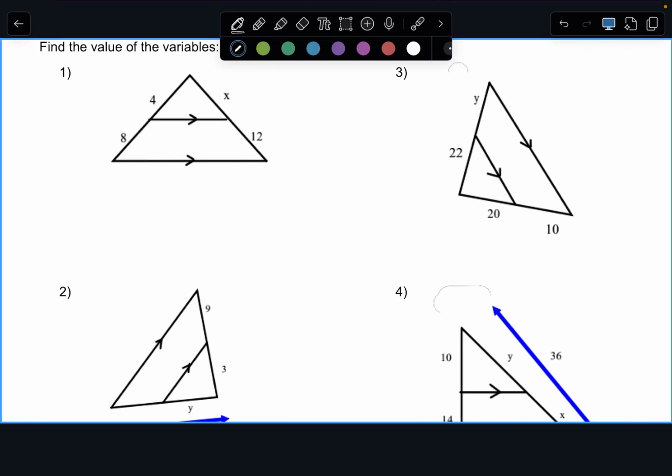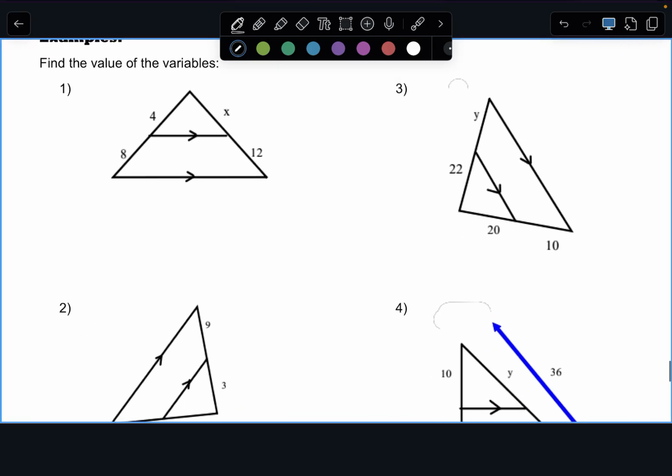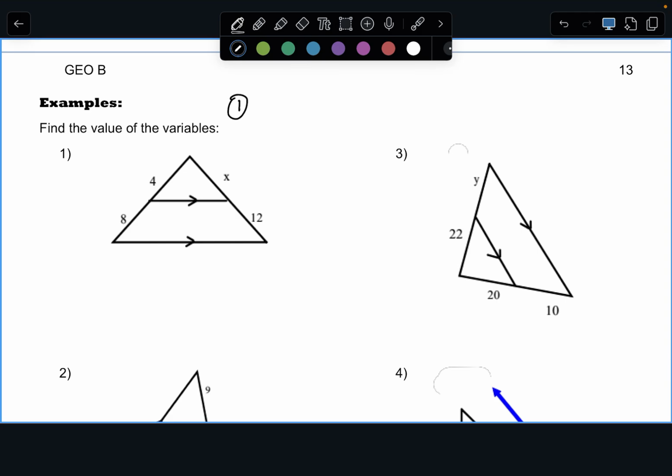Before we do any sort of problem like this, you are first checking that the lines are parallel. If the segments aren't parallel, then we can't do anything. We can't use this theorem. So our first condition of that theorem is the lines are parallel. So we need to have these arrows before we tackle any sort of problem that looks like this. So I'm mentally checking in my head to make sure that these lines are parallel before I do anything. So for number 1, my lines are parallel because I have my arrows.